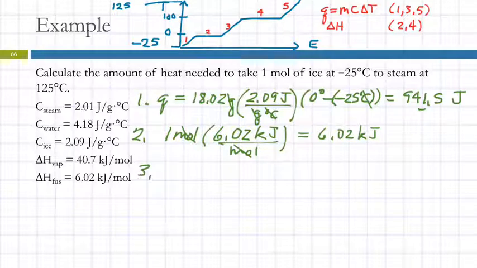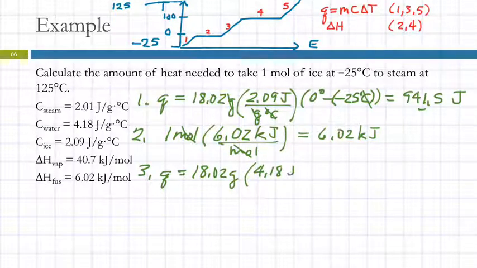Step 3 is Q equals mc delta T again. Q equals the same mass of water, 18.02 grams. But now I need to use the specific heat capacity of liquid water, which is higher, 4.18 joules per gram degrees Celsius. And I need to use the temperature change for line segment 3. The final temperature is 100. The initial temperature is 0. 100 minus 0 is 100.